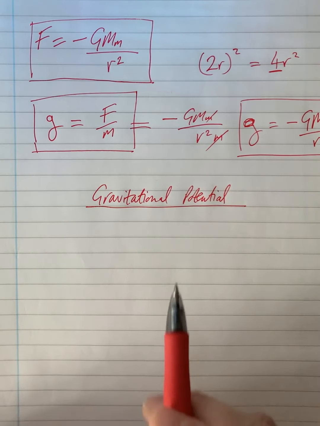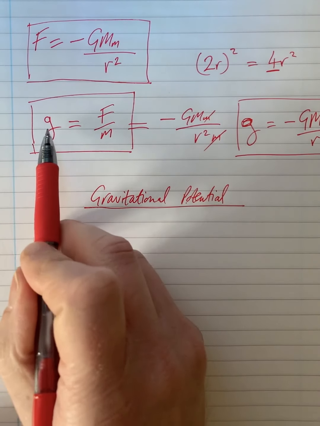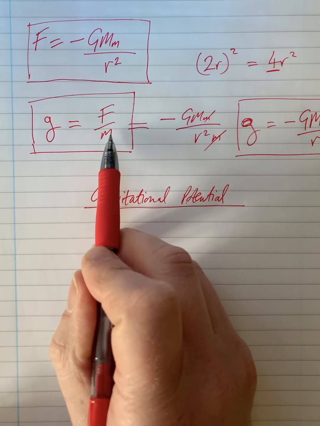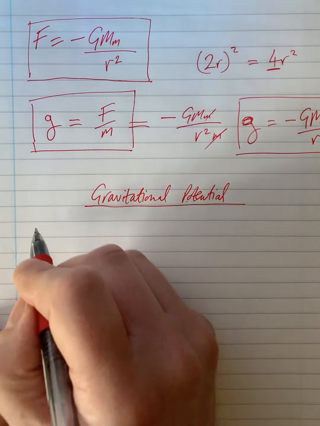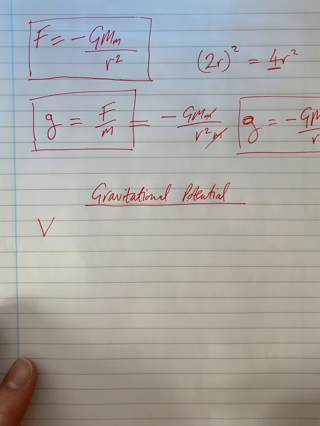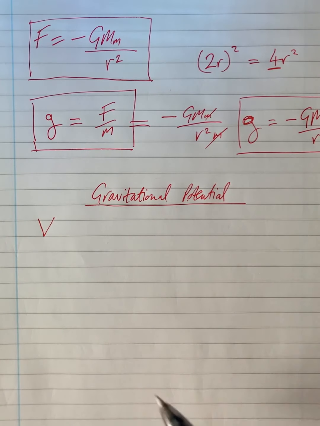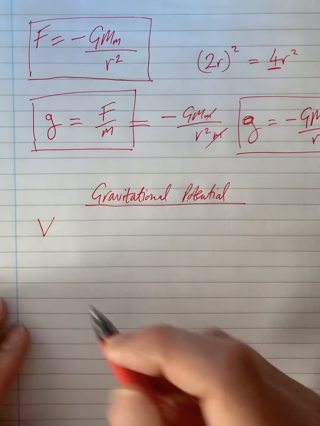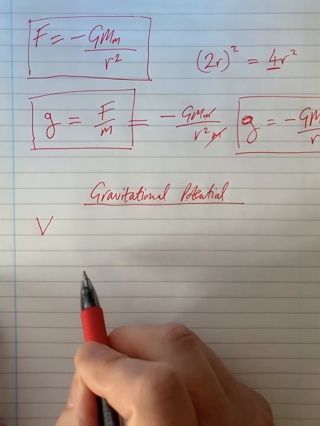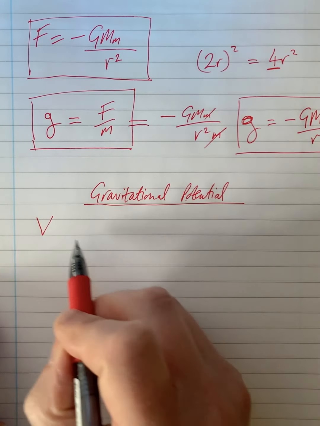Anyway, what we need to do is we need to define this. Just like we defined the gravitational field as the force per unit mass, gravitational potential, and give that the symbol V. So you've come across this symbol before, electric potential, the voltage, how many volts you have. This is not in volts, okay?